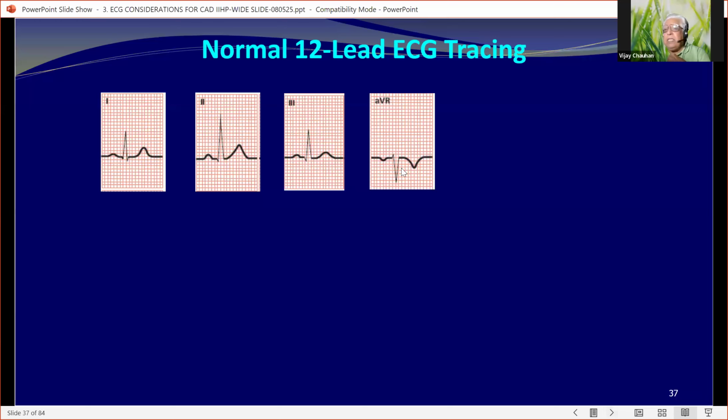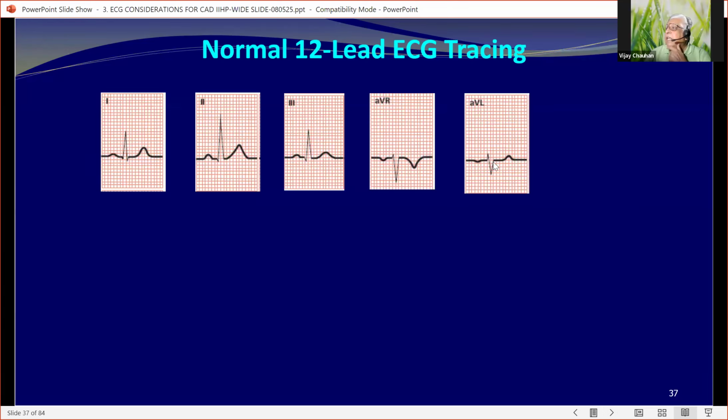AVR is cavity lead. आप समझ पा रहे हैं cavity lead क्यों कहते हैं इसको? आपको याद आया कि cavity lead क्यों कहा जाता है? पूरा का पूरा lead 1 है, लेकिन ये उल्टा हो गया है. P wave is inverted, QRS complex is inverted, T wave is inverted. AVR, ये यूनिपोलर लीड है. AVR, augmented vector right arm. ओके, इन्वर्टेड है ये टोटल, इसको कैविटी लीड कहते हैं.